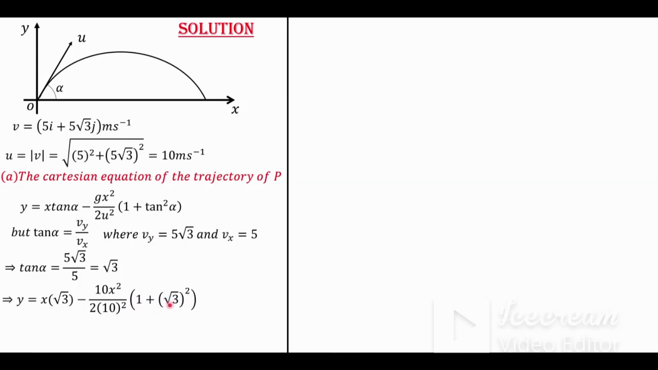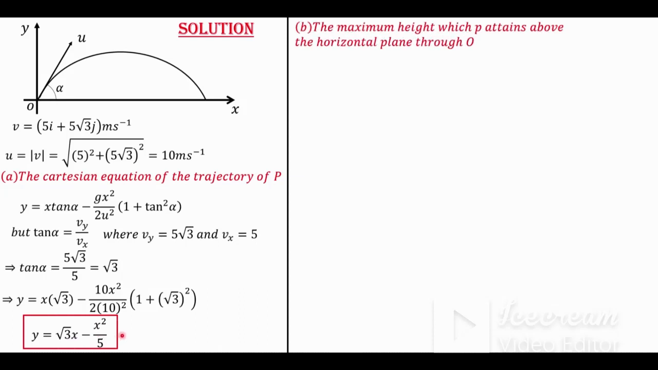But tan alpha is actually square root of 3. For that, simplifying, you are going to obtain y equal to square root of 3 x minus x squared divided by 5, which is the required Cartesian equation of the trajectory of P. The question is asking us to get the maximum height which P attains above the horizontal plane through O.